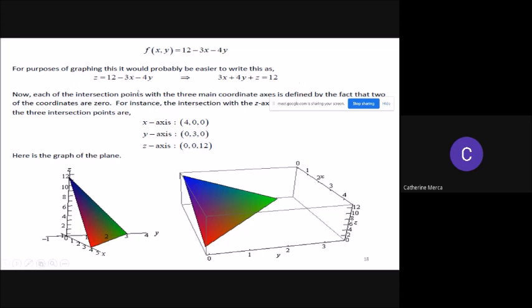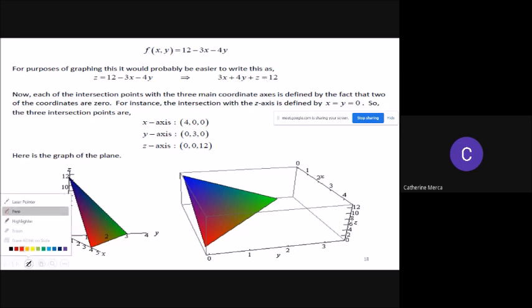Now, each of the intersection points with the 3 main coordinate axes is defined by the fact that 2 of the coordinates are 0. So, what are we going to do? We're going to find the special points. On the x-axis, we let y and z be equal to 0.